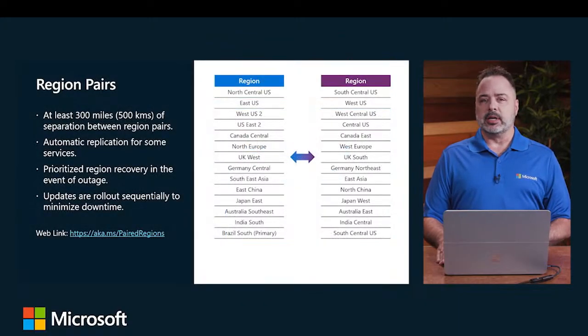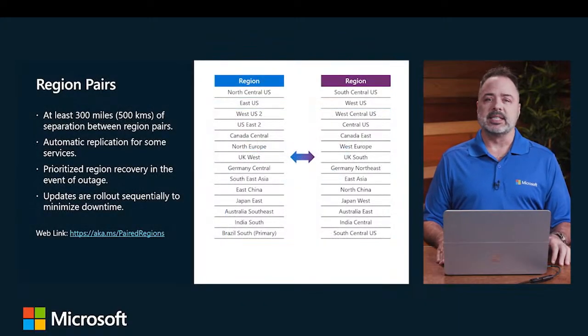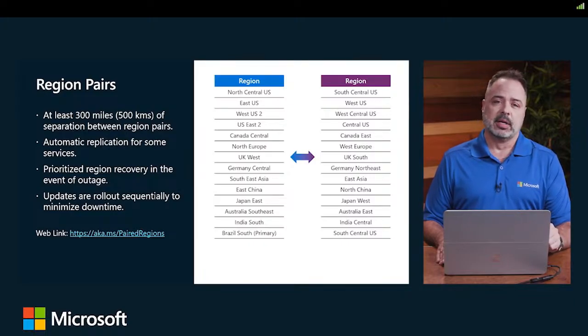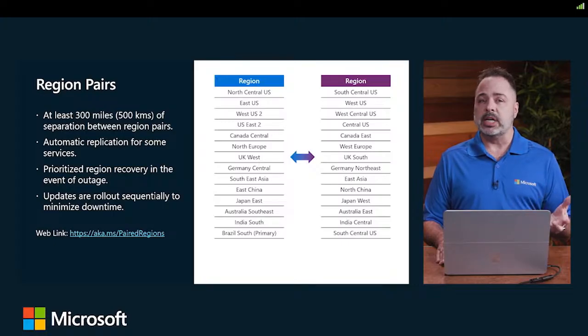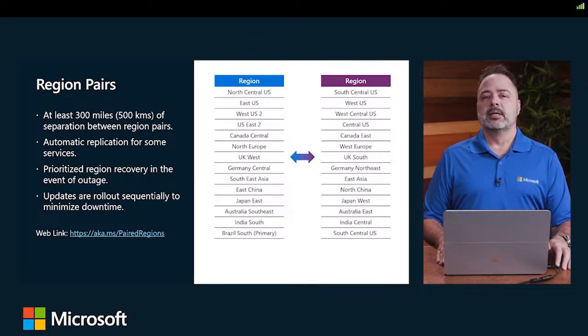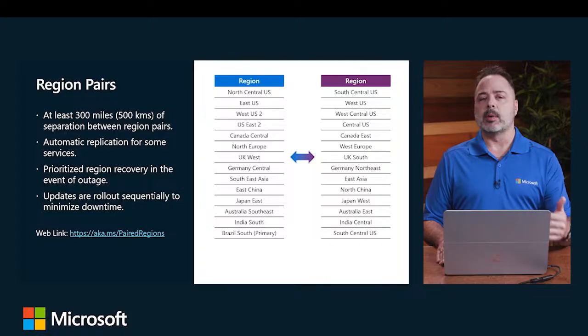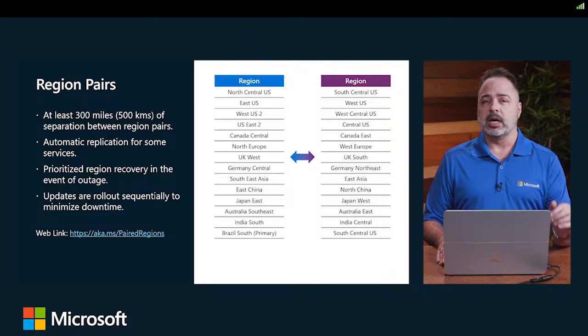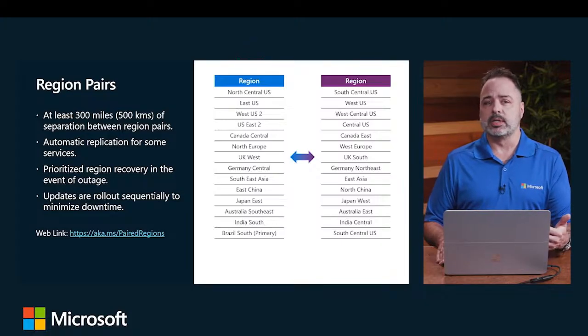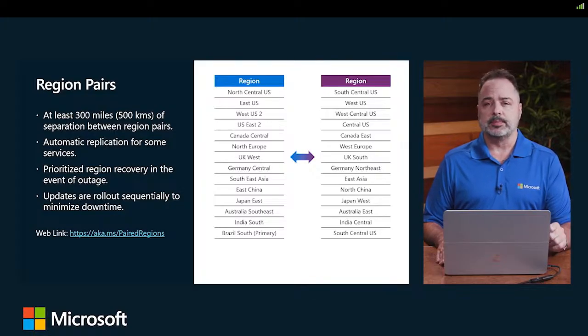Each Azure region is paired with another region that is at least 300 miles or 500 kilometers away from each other. This distance helps to mitigate the risk of natural disasters or other localized issues affecting both regions simultaneously. Some services provide automatic replication to the paired region, enhancing data redundancy and availability. In the event of an outage, recovery of one region is prioritized out of every pair, ensuring that services can be restored as quickly as possible.